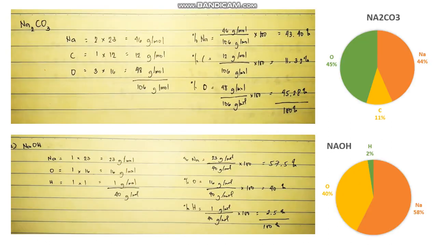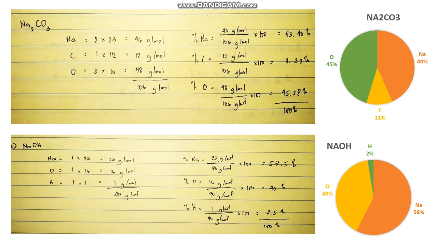And the answer to our activity is this. For the first compound, sodium makes up 43.40% of our compound. Carbon is equivalent to 11.32%, and oxygen is equivalent to 45.28%. On the right, you can see an example of a pie graph involving the different percentages of the elements involved.